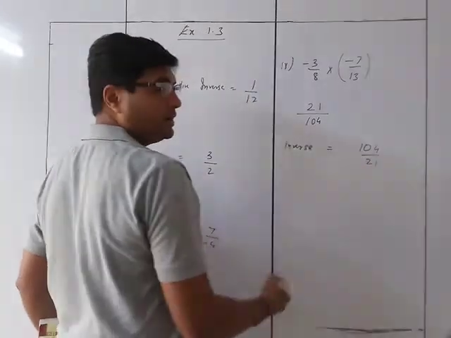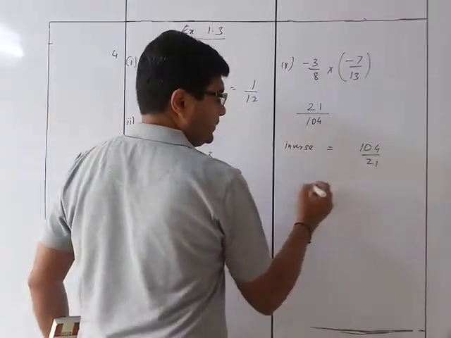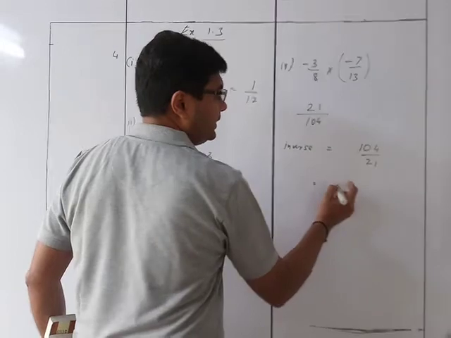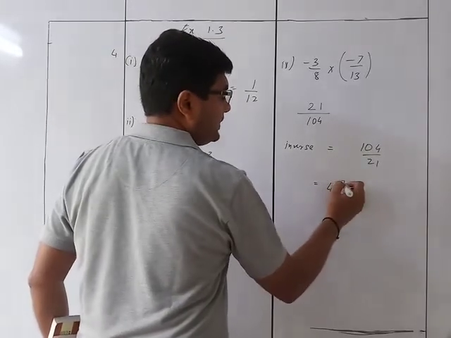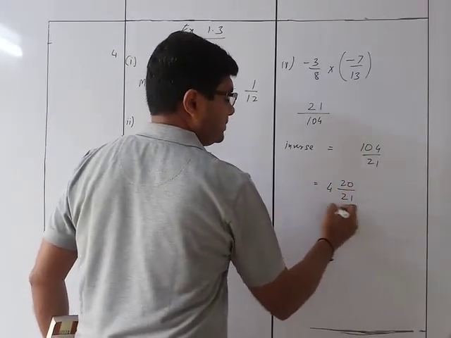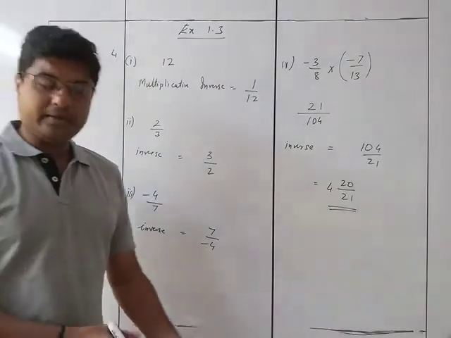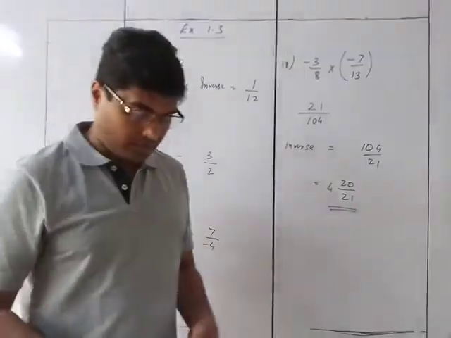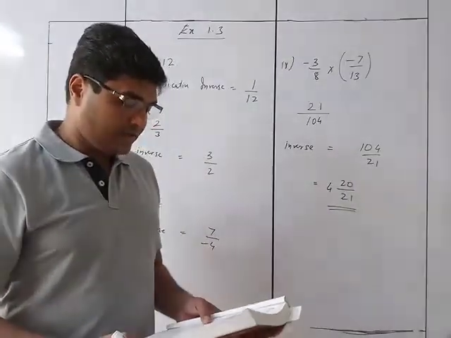Now this being an improper fraction, you need to divide it. So we know 21 fours are 84, so it will be 4 and 20 upon 21. This will be the final answer. That is the multiplicative inverse. Question 4 was done this way.